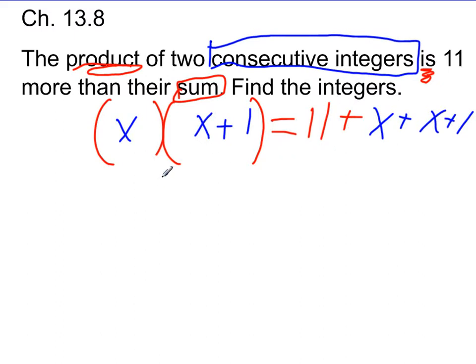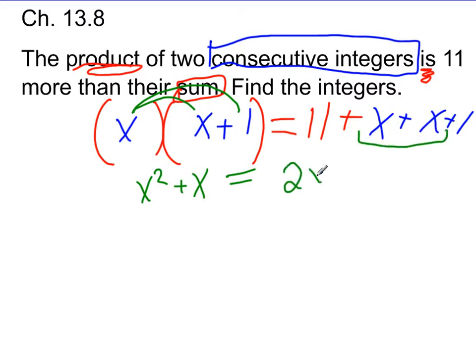Since we're solving for x, our first step is to simplify both sides of the equation as much as possible. So on our first side, we have x times x plus 1, in which we're going to have to use distributive law to distribute the x to each term. And now we could go to the other side and simplify a little bit. The only real thing we got going on here is x plus x is 2x. 11 plus 1 is 12.